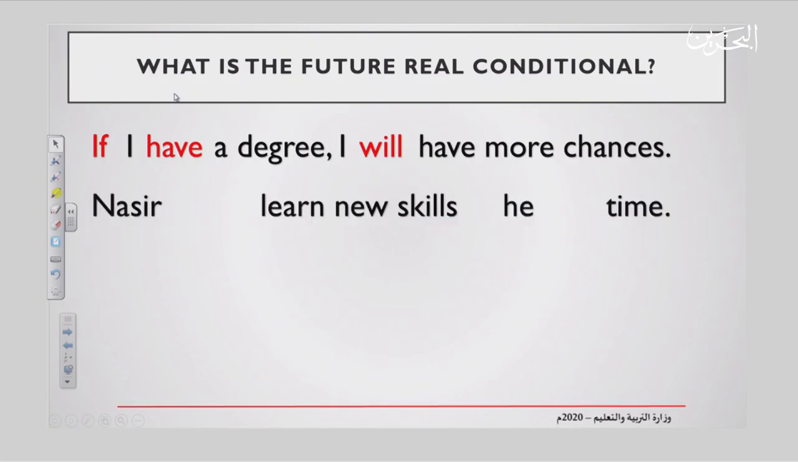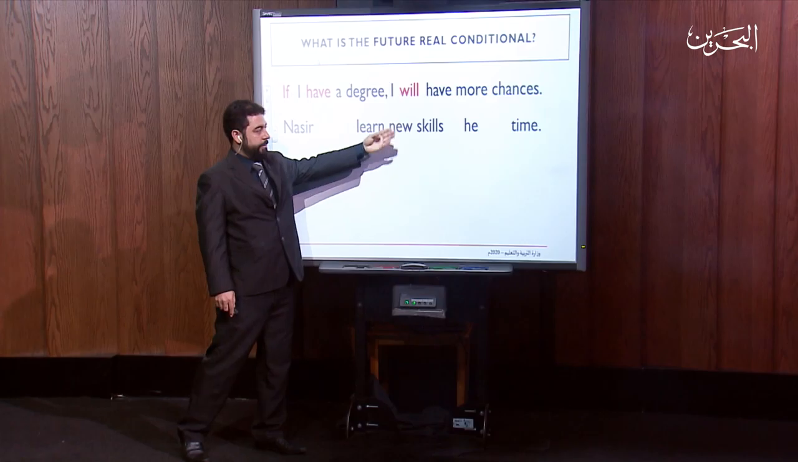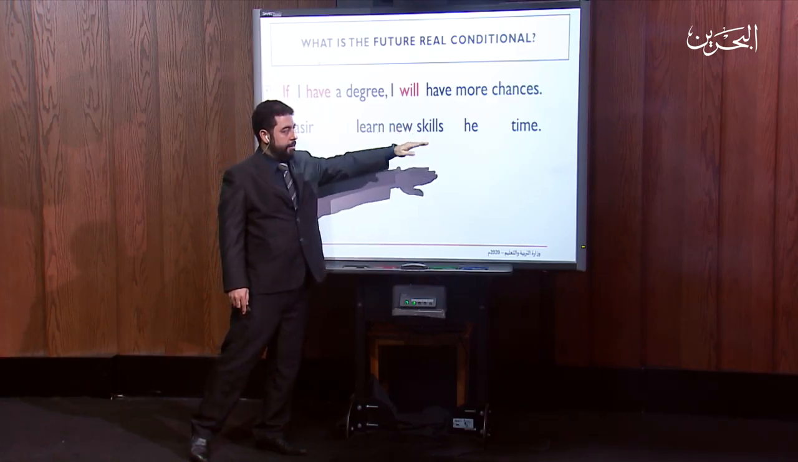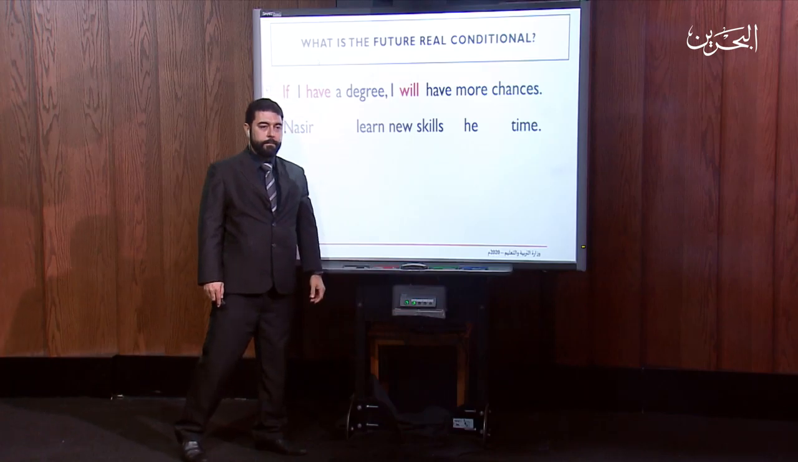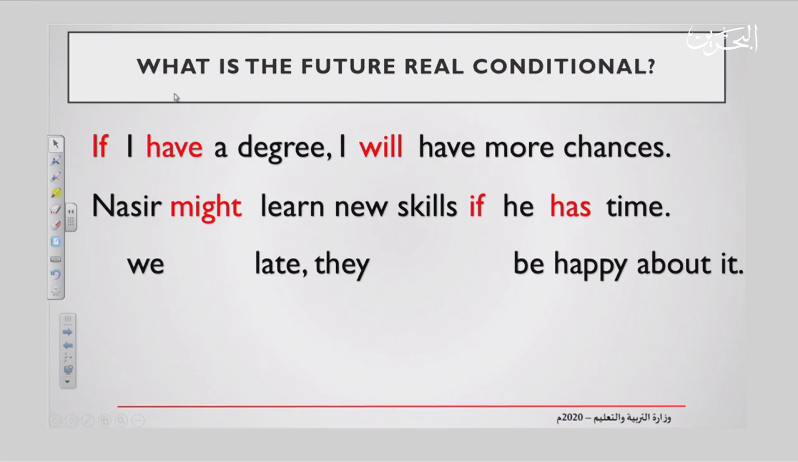Let's take a look at another example. This is Nasser, gap, learn new skills, gap, he, gap, time, full stop. Now let's use the future real conditional. Nasser might learn new skills if he has time. Let's take a look at the third example. There is a gap. We, gap, late, comma, they, gap, be happy about it, full stop. If we come late, they might not be happy about it.